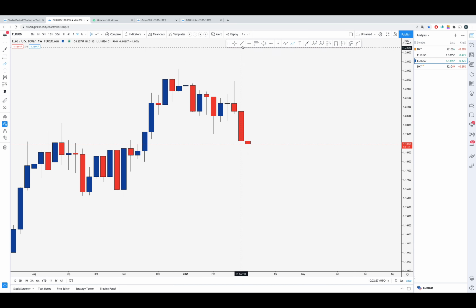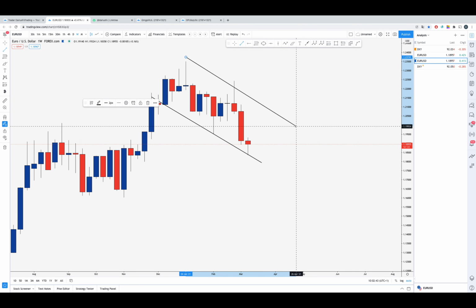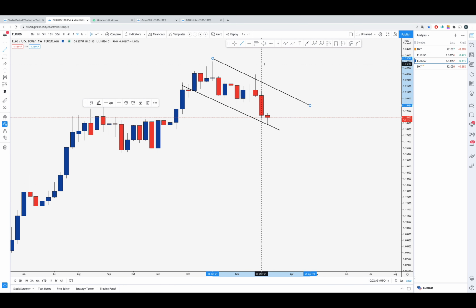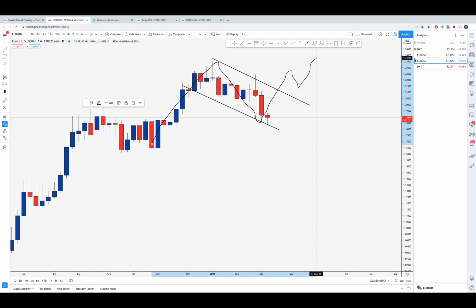But the weekly is a little bit more interesting than most traders are thinking. It is also very interesting because we can identify this correctional channel over here. This is impulse correction, and right now we expect the market to go up higher.